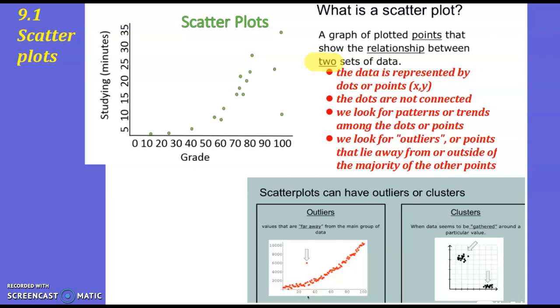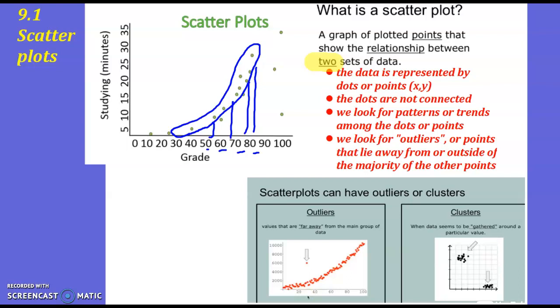So for instance, if you look at the graph on the left-hand side, it looks like the majority of the dots are kind of moving around this general direction. They're moving upward. If we look at it in terms of what this graph means, as somebody's grade is getting higher and higher, the number of minutes studying is also increasing. So as the X value is increasing, the Y value is increasing. That's a pattern that we could notice from this graph.